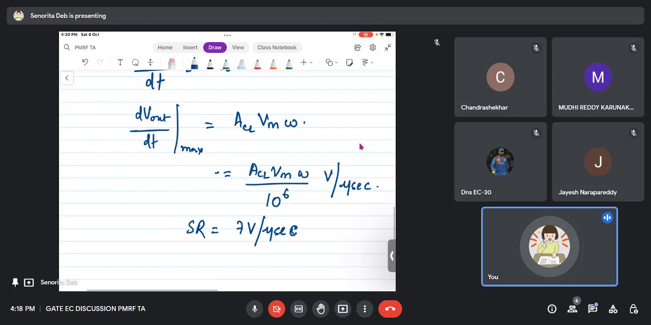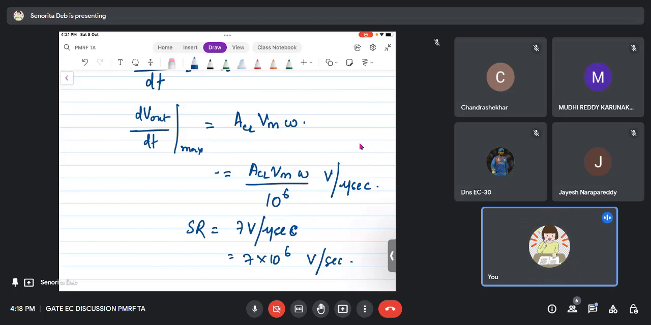When companies sell op-amps, they give the specification in this manner only. So this is nothing but 7 into 10 to the power 6 volt per second. That high slew rate you need. It is always in the mega range, and you can call it megavolts per second, or volt per microsecond.